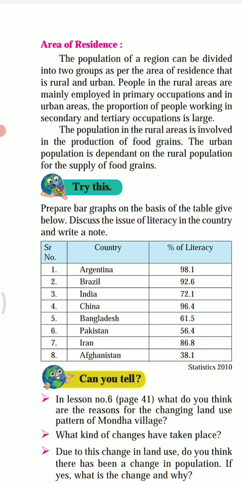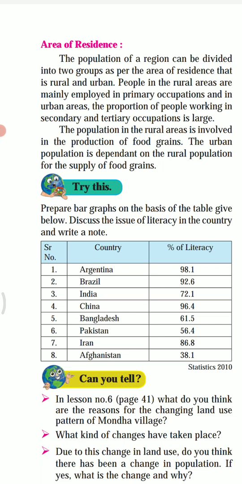So, primary jobs involve getting raw materials from the natural environment. As examples, mining, farming, and fishing are all examples of primary occupation. And people in urban areas are mostly involved in secondary and tertiary occupation.